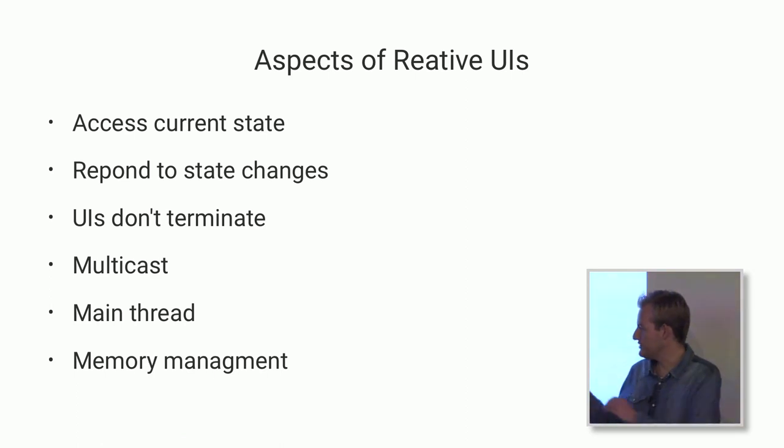Very often you want to multicast information. That is, you have some piece of information like which beacon is closest by, and multiple parties are interested in that, so that information needs to be sent to multiple places at the same time. UI, of course, has to be updated on the main thread, and you have to do memory management, as in not accidentally create retain cycles.